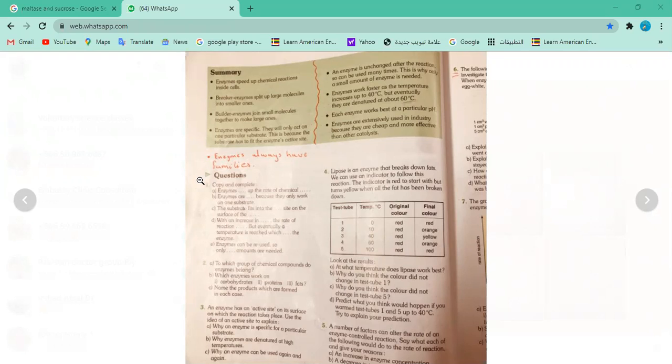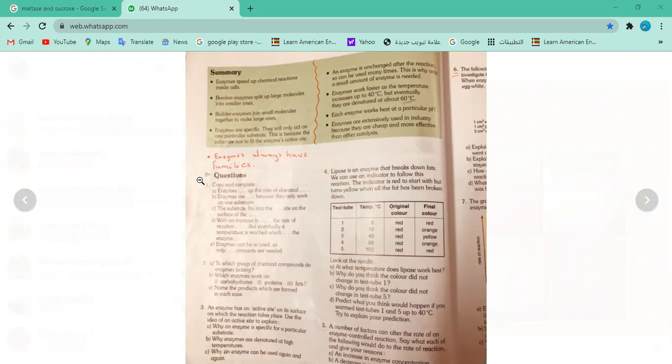Okay, would you like to explain C as well? Sure. Why do you think the color did not change in test tube 5? Well, I think it did not change because the reaction was carried out at 100 degrees Celsius. So the enzyme was denatured at this higher temperature, and the fats were not broken down, so it remained red. So, what happened to the enzyme at 100 degrees Celsius? It denatured. Denatured means the enzyme is now damaged, is not going to work.